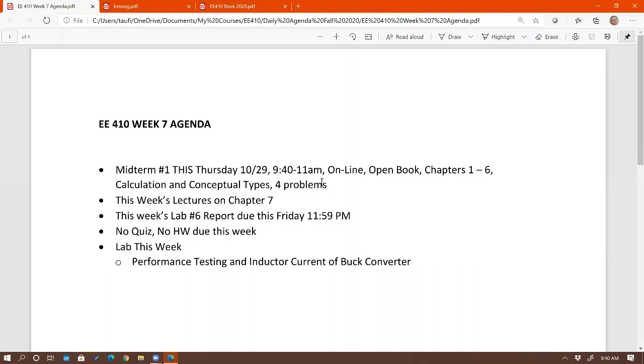So for this week, we have our first midterm this coming Thursday, 2 days from today, 9:40 to 11 a.m., online, open book. It's going to cover chapters 1 through 6. Could be calculation and conceptual types. And there will be 4 problems for the midterm. So please practice end of chapter problems.